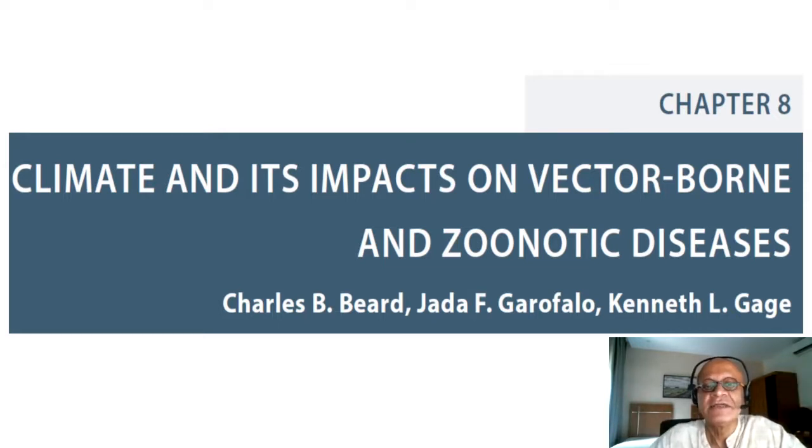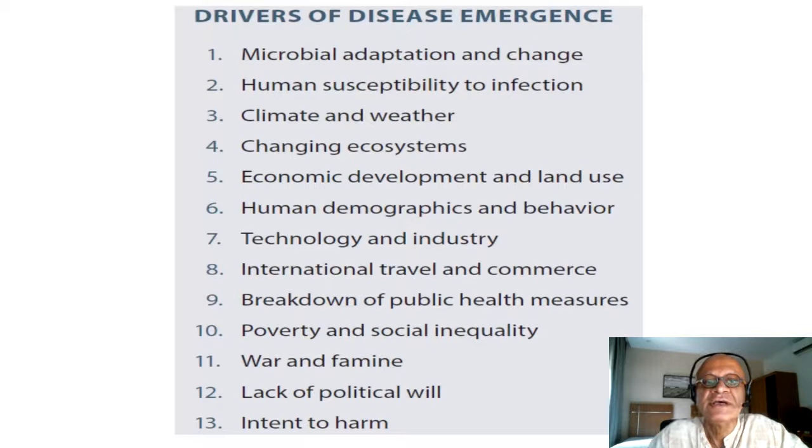aesthetics matter, right? So we are on to chapter 8, where we are going to look at climate and its impacts on vector-borne and zoonotic diseases. I think everybody understands these terminologies. Vectors can be insects like mosquitoes or ticks, and zoonotic also means they are jumping from animals to humans, birds to humans, right? So we will see some examples.